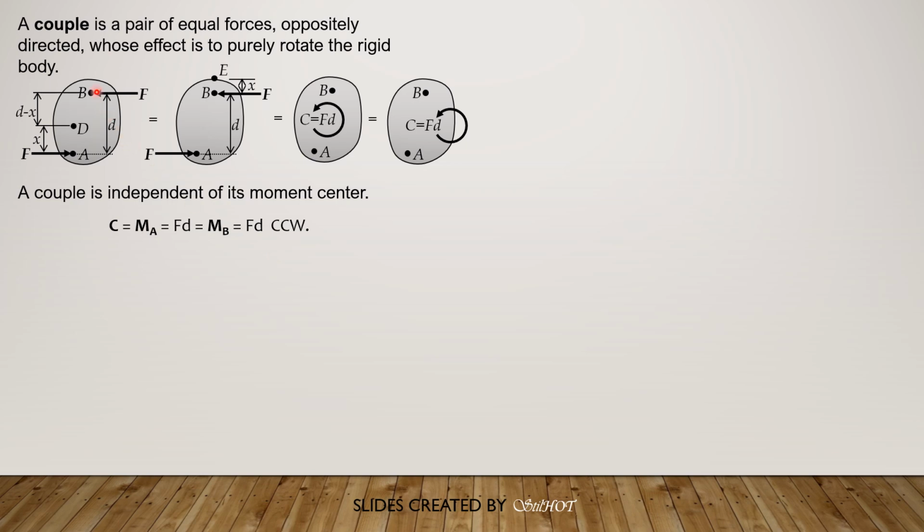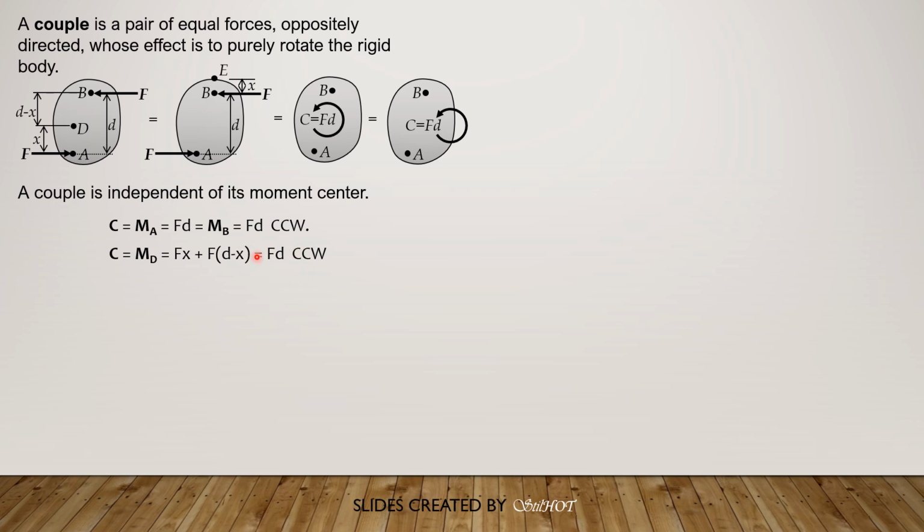Then if we sum up moment about B, the force acting at B will have no moment. Only the force at A will have moment about B, and the sense is still the same, counterclockwise, so F times d. Then if we compute moment about D, it is Fx counterclockwise. Then the force at B will also have moment, F times (d minus x), counterclockwise. So adding Fx plus Fd minus Fx, it will result in the same couple, F times d, and the sense is counterclockwise.